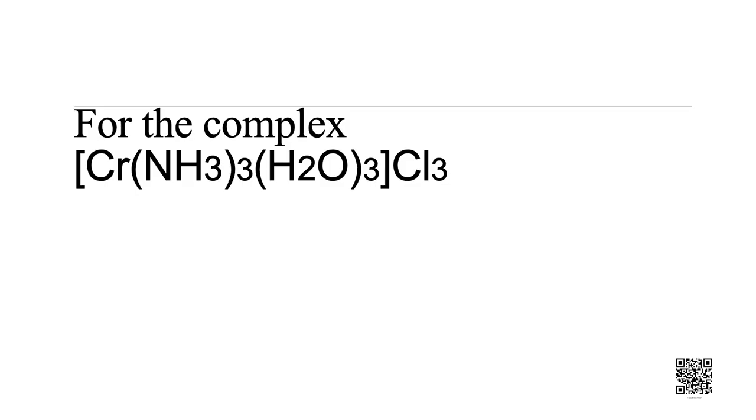For the given complex, let us work out the following. The central atom or the ion is chromium 3 plus here. Ligands and their types: ammonia and water, both are neutral and monodentate ligands. The oxidation number of the central atom or ion here is plus 3.